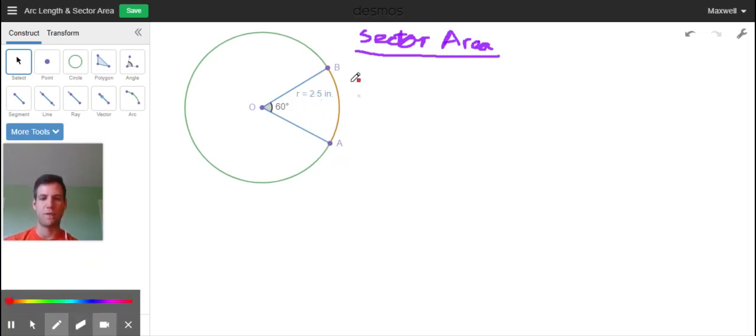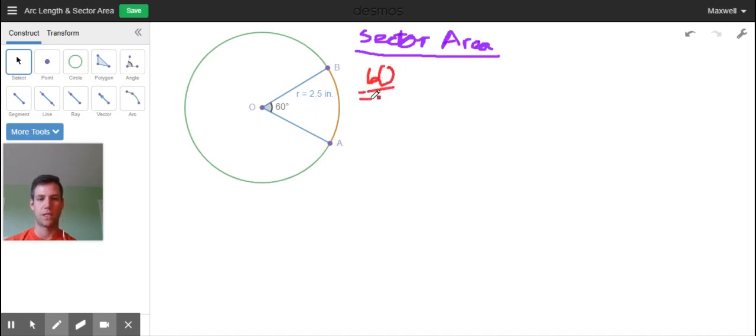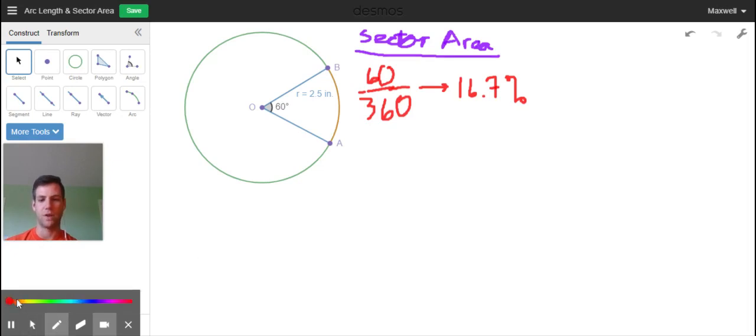So the first step would be finding the percent of the circle 60 degrees is. We've already found that. We can do 60 over 360 and find the percent the 60 is of 360. We already know that is approximately 16.7%. So we know that this 60-degree sector will take up about 16.7% of the whole area of the circle. We want to know the area of this little sector, so we would need to figure out what the area of the whole circle would be first.